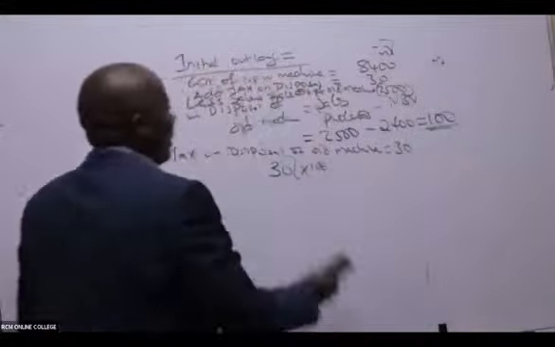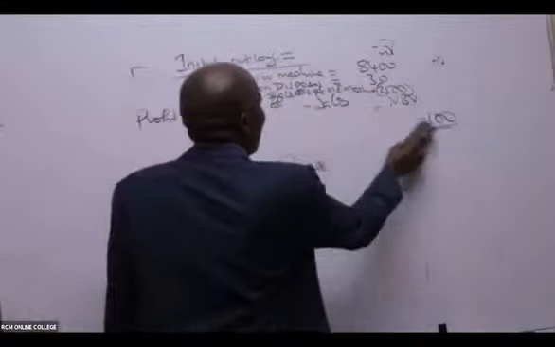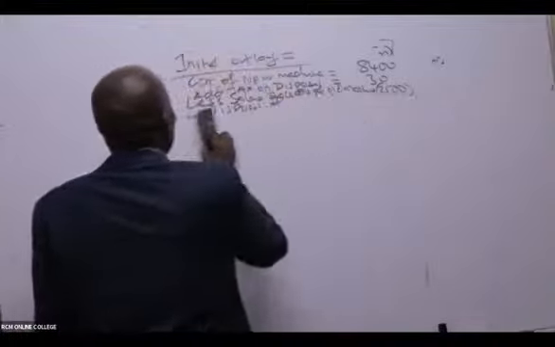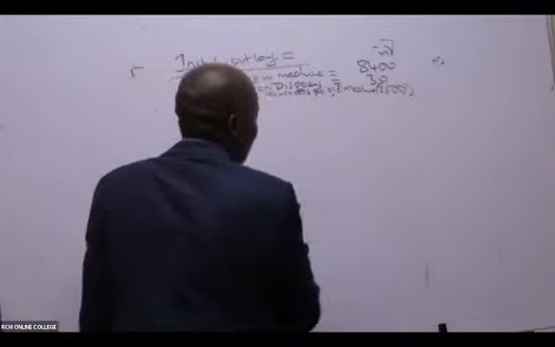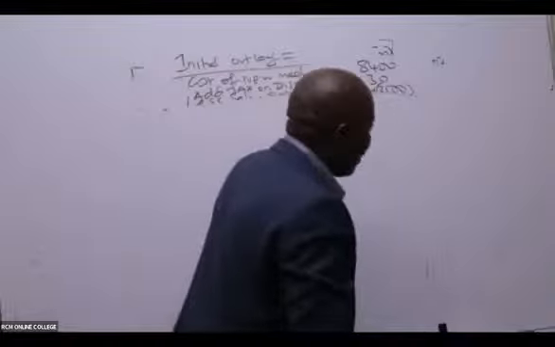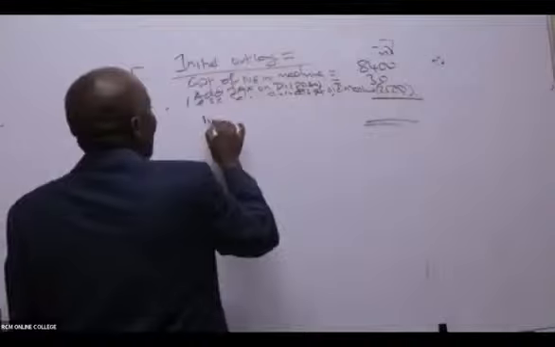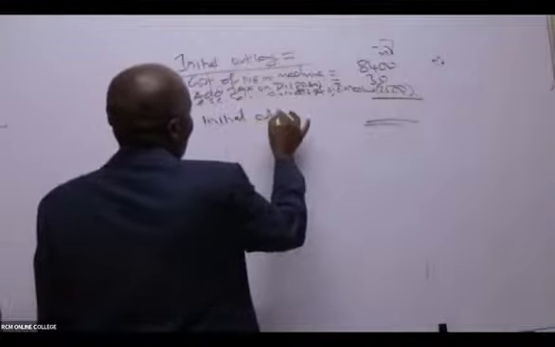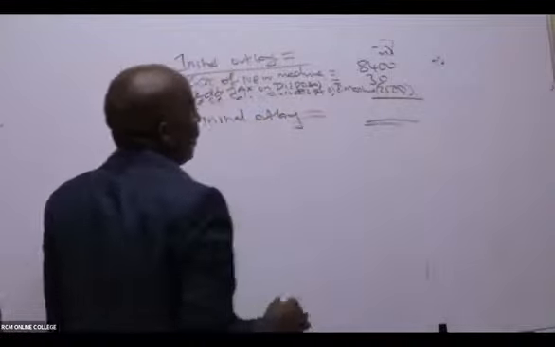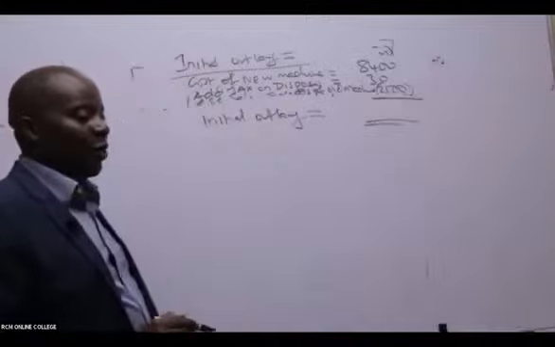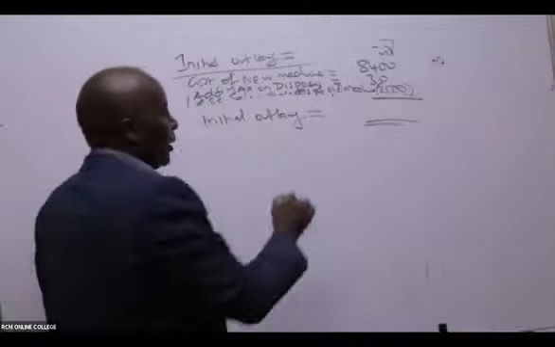And then you give me the IO, the initial outlay. So now you should be able to give me this initial outlay. So 8,400 plus 30 minus 2,500 will end up giving me 5,930.